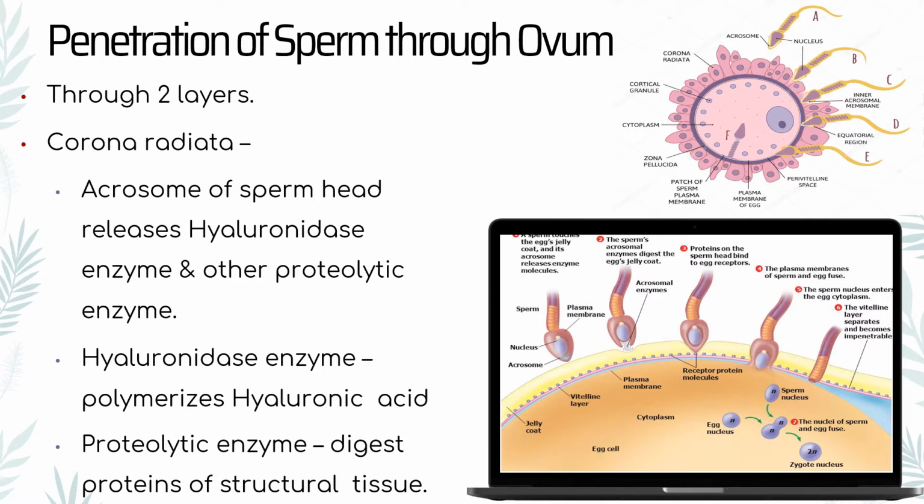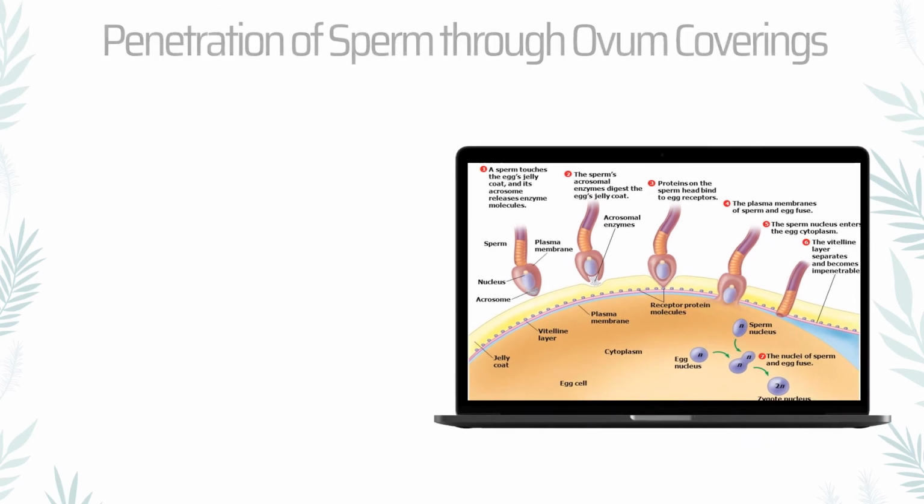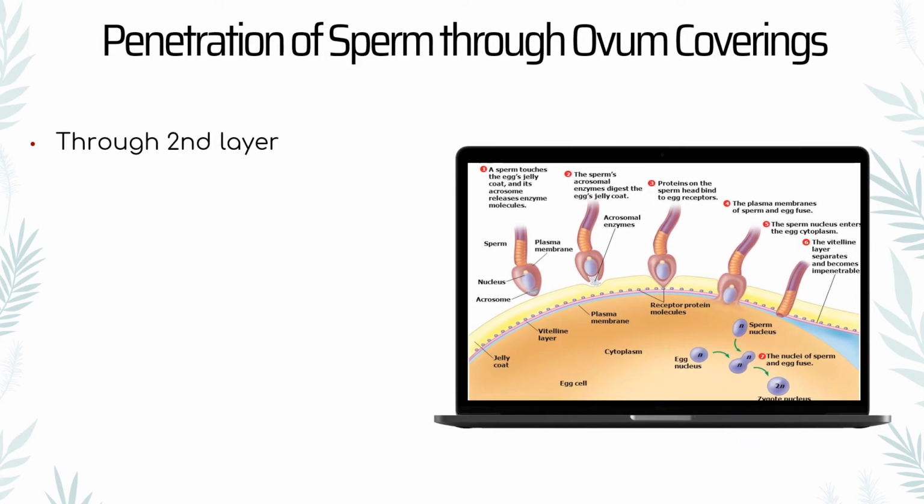And then the hyperactivation of the sperms, that is the increased flagellar movement, produces the penetrating thrust on the ovum due to vigorous lashing of the sperm's tail. And through the second layer, that is the zona pellucida.